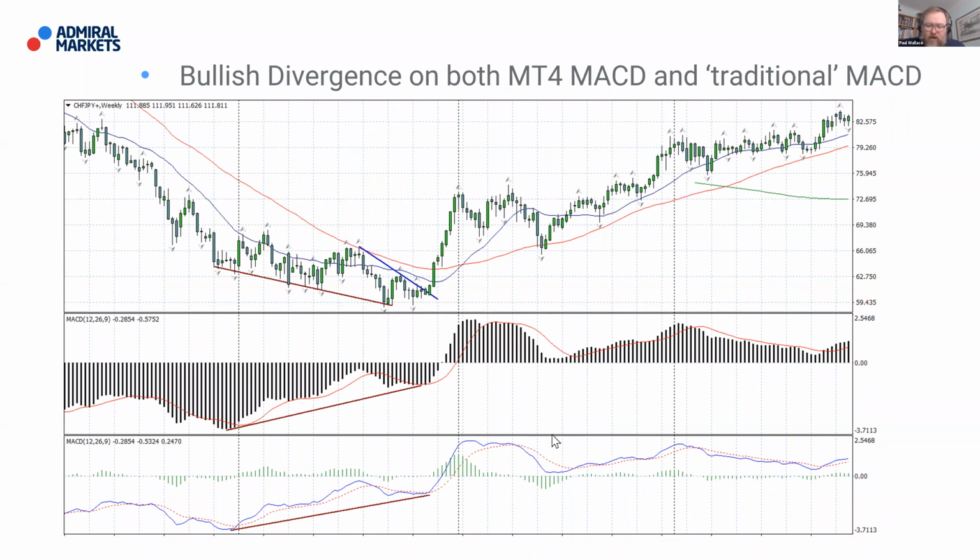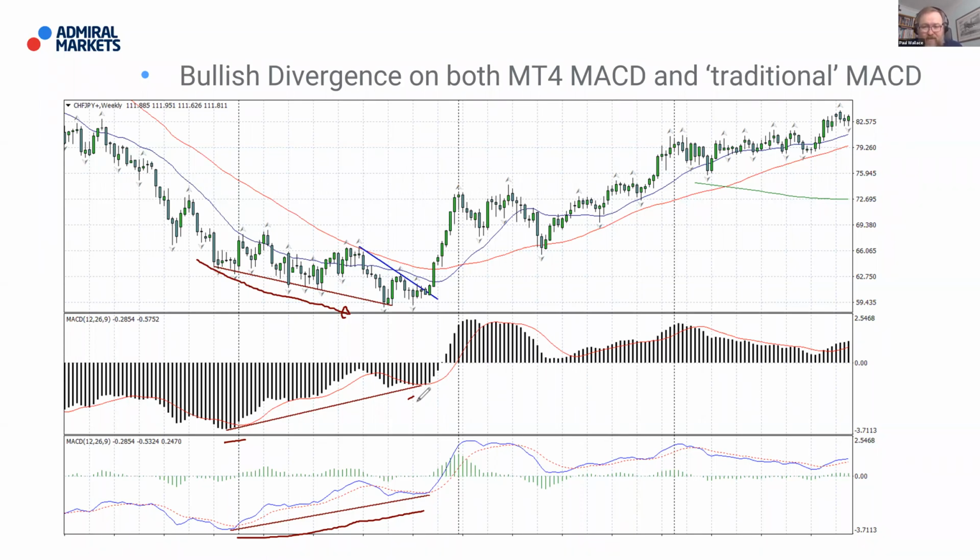And just another couple of examples here. Price has been making lows there. As you can see, this is the Swiss yen on the weekly chart. On traditional MACD, whilst price is making new lows, the MACD is making higher highs. There is divergence, but equally you can also see that on the standard MetaTrader MACD as well.